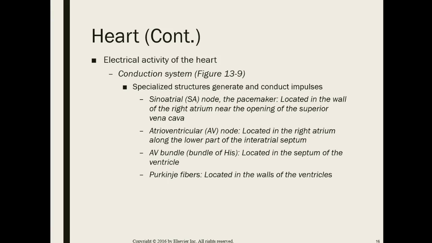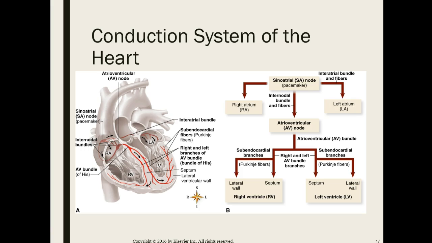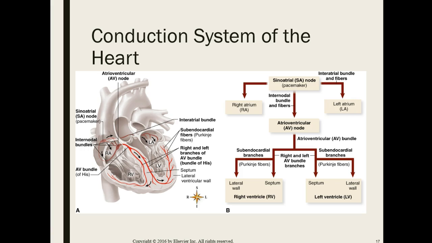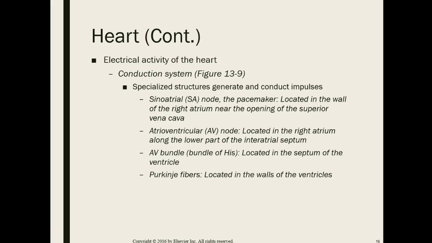Then it's going to travel to the AV bundle, or the bundle of His, which is located in the septum of the ventricle. So here is the start of that AV bundle. And then it's going to travel through the Purkinje fibers, which are located in the walls of the ventricles. So it kind of innervates throughout. If there is a heart block or a disturbance in these impulses, an artificial pacemaker can be implanted to help with those electrical impulses.